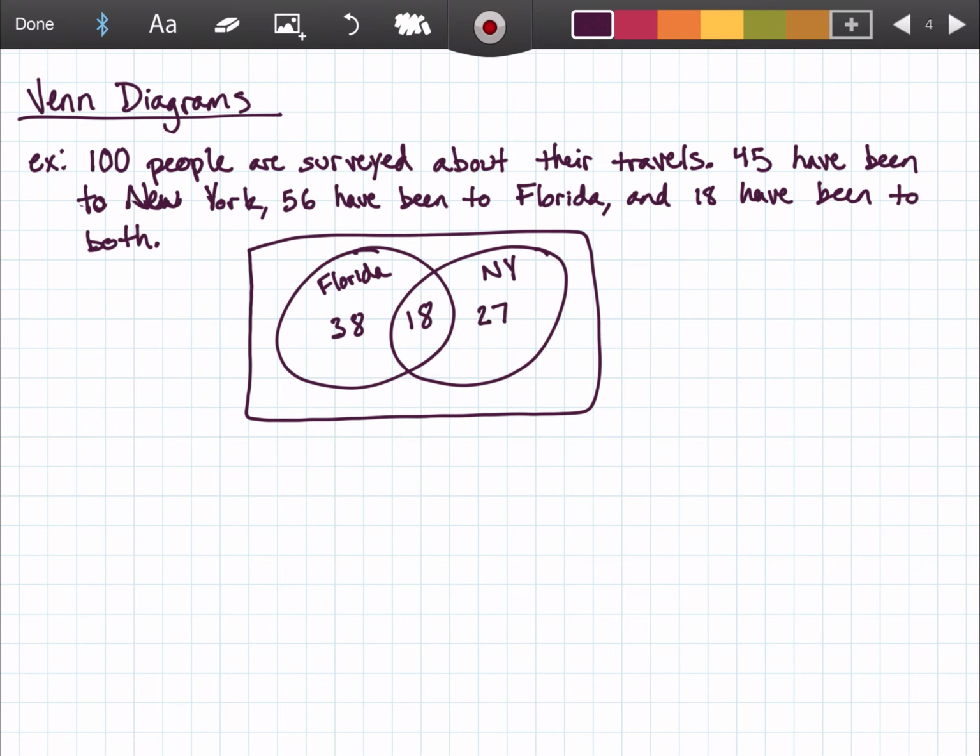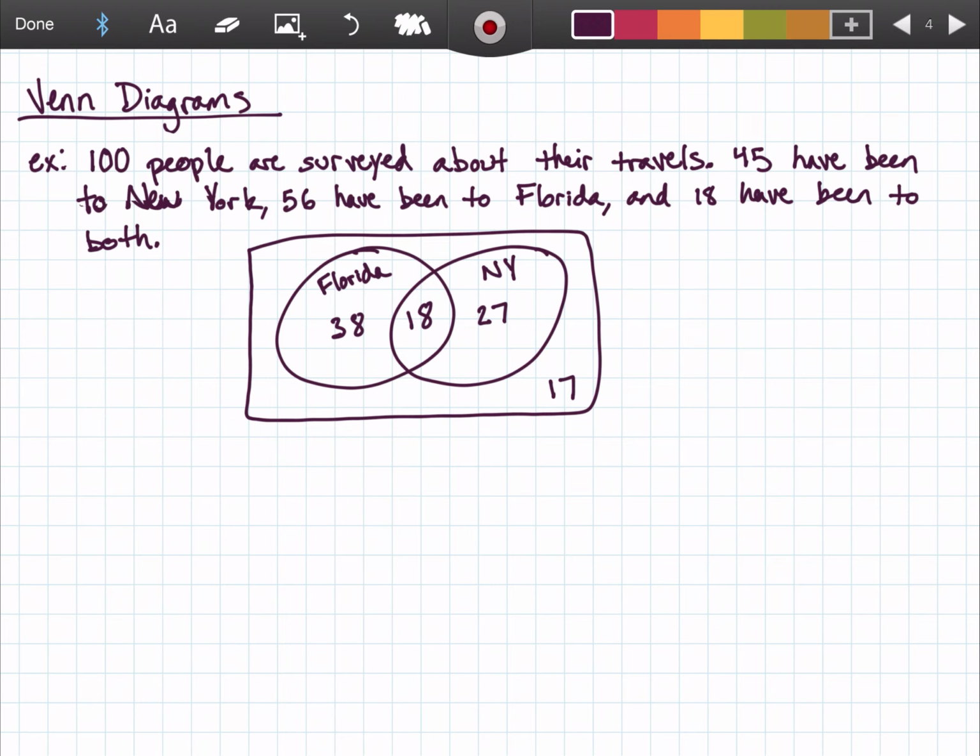We should get 27. And so now, you might be thinking, okay, we have all our numbers, so where does this 100 people come in? Well, we have 3 numbers here, but I need a number outside to represent people who have not been to Florida and have not been to New York. And all 4 of these numbers need to add to 100. So really I'm just going to do 100 minus 38 minus 18 minus 27. And that's going to get me 17.